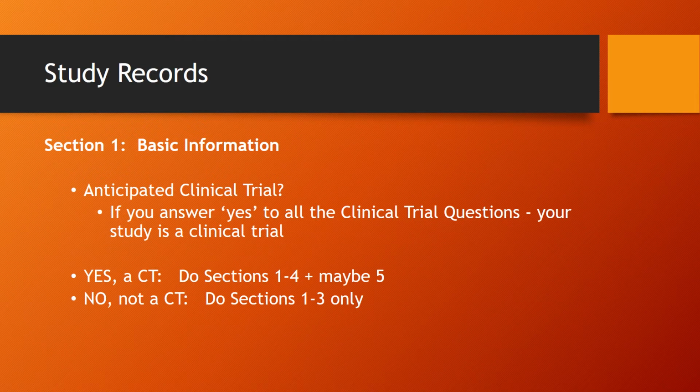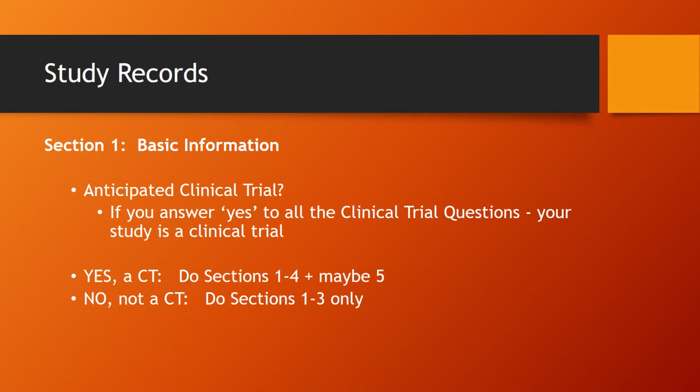Okay, so now to get into the details of what's in the study records. Section 1 of the study record form is called basic information, and the highlight of this form is that you have to answer the question, is this an anticipated clinical trial? They spell out those 4 questions that I mentioned earlier, and you have to click either yes or no to all 4 of those questions.